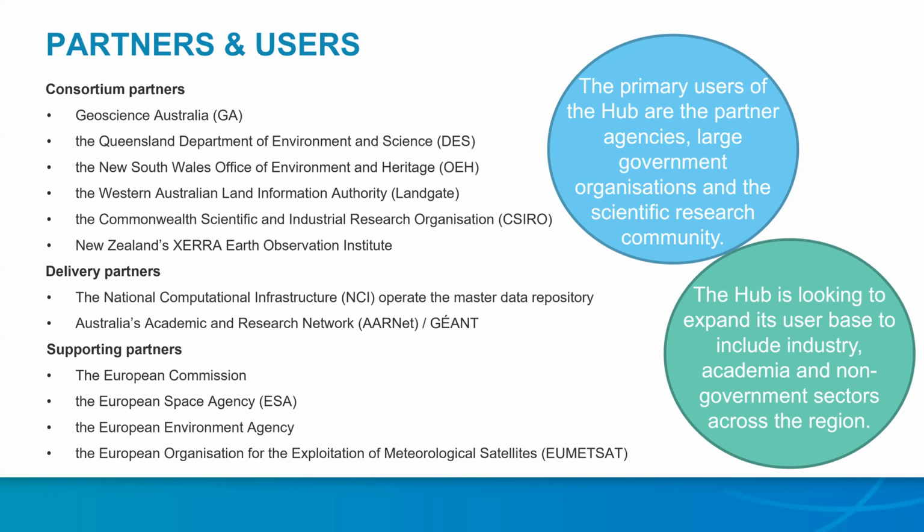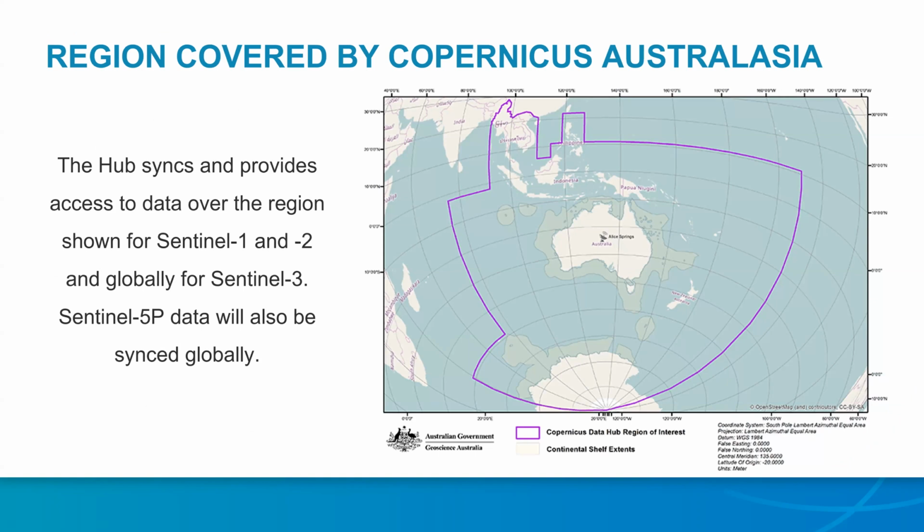And the supporting partners in this are the European Commission, the European Space Agency, the European Environment Agency, and the European Organisation for the Exploitation of Meteorological Satellites. So the primary users of the hub at the moment are the partner agencies and some large government organisations in the scientific research community. And the hub is looking to expand its user base to include industry, academia, and non-government sectors across the region.